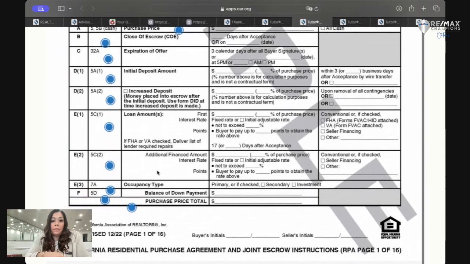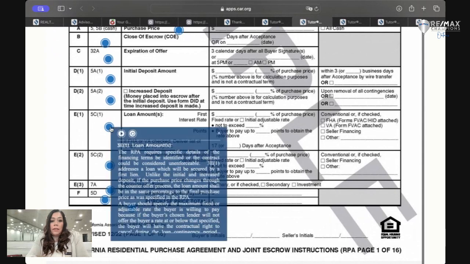Loan amount, which is E1. The RPA requires specific details of the financing terms to be identified, or the contract could be considered unenforceable. So on 3E1, a loan which will be secured by a first lien. Unlike the initial and increased deposit, if the purchase price changes through the counter offer process, the loan amount shall be in the same percentage to the final purchase price as being specified in the RPA.